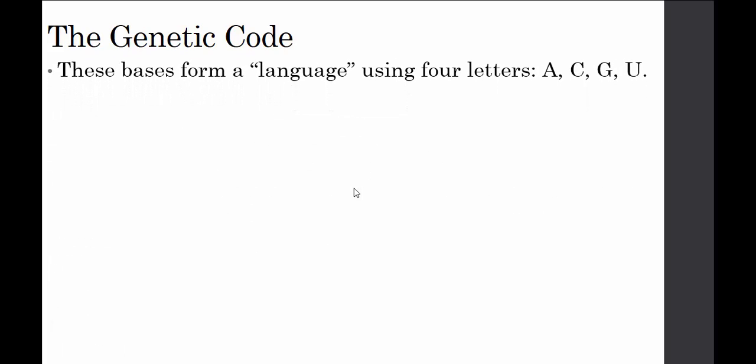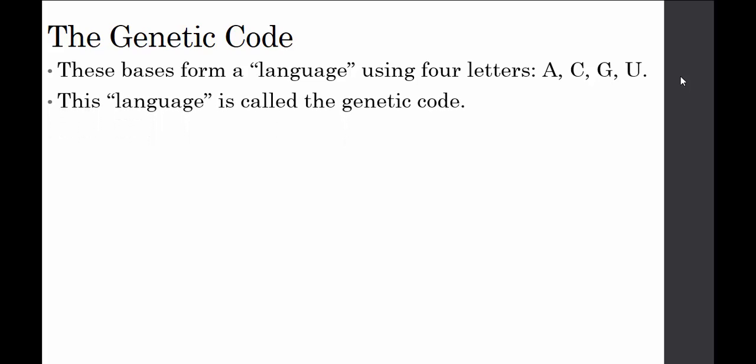Now, these bases form a language using 4 letters, A, C, G, and U. It's much shorter to use letters instead of writing out adenine, cytosine, guanine, or uracil multiple times. So they just use letters because each one starts with a different letter, so it's easy just to abbreviate. Now, this language is called the genetic code.